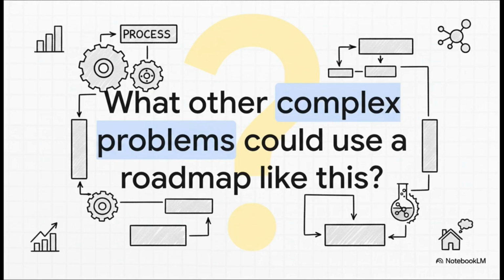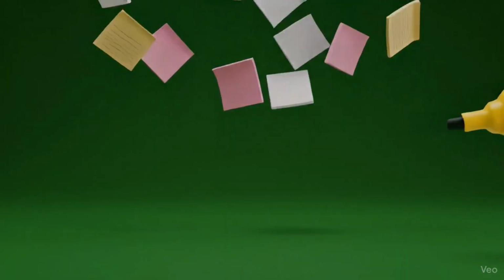At its heart, this whole process brings order to the beautiful, creative chaos of writing code. And that just gets me thinking. What other huge complex problems in business and science, maybe even in our own lives, could really benefit from a clear, structured, phase-by-phase roadmap just like this one?